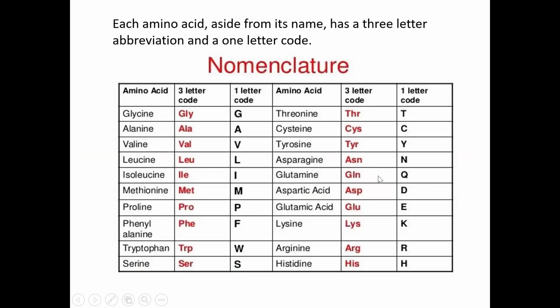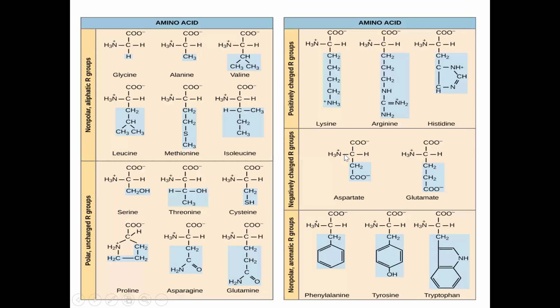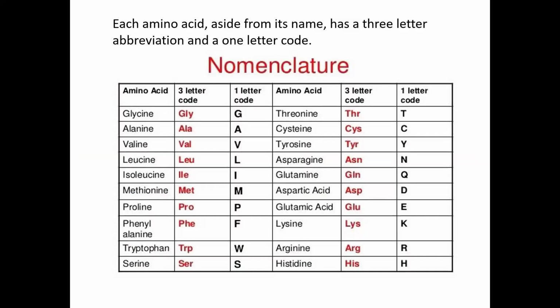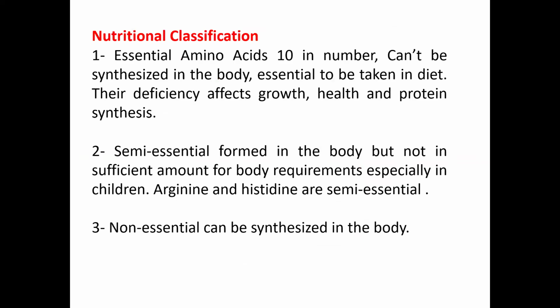So these are for all the 20 common amino acids. These are the representations of their 1-letter code and their 3-letter code with their full name. Here you know their structure based on their R side chain, and here you know their names based on 3-letter notation and also 1-letter notation.